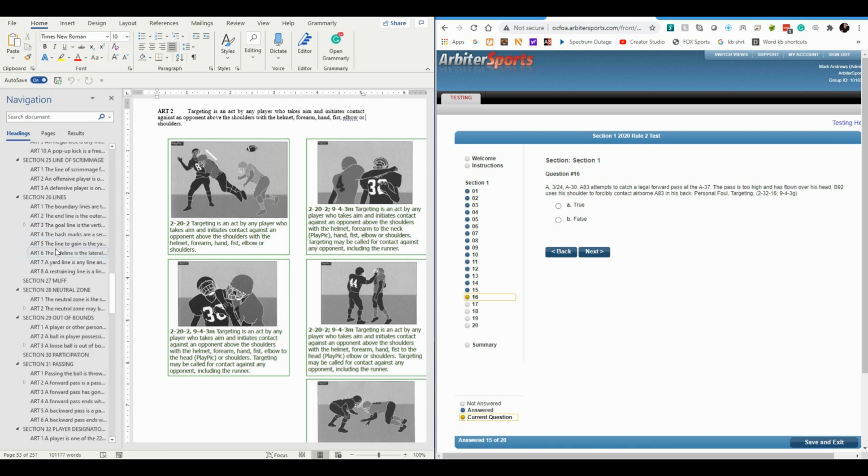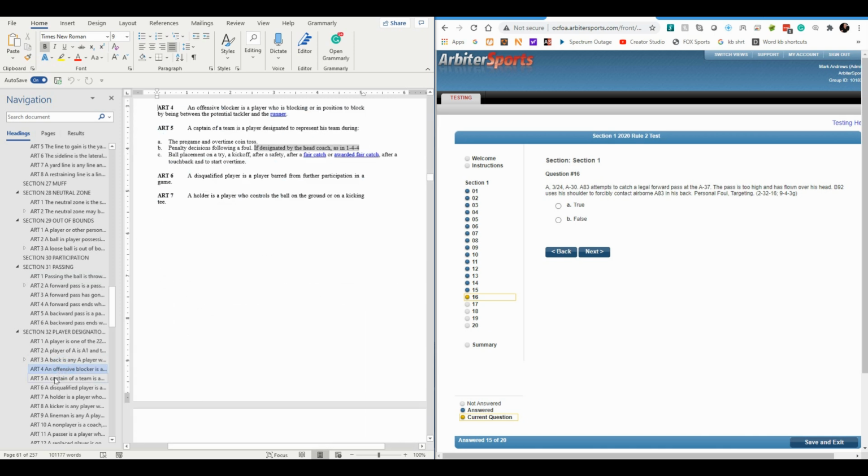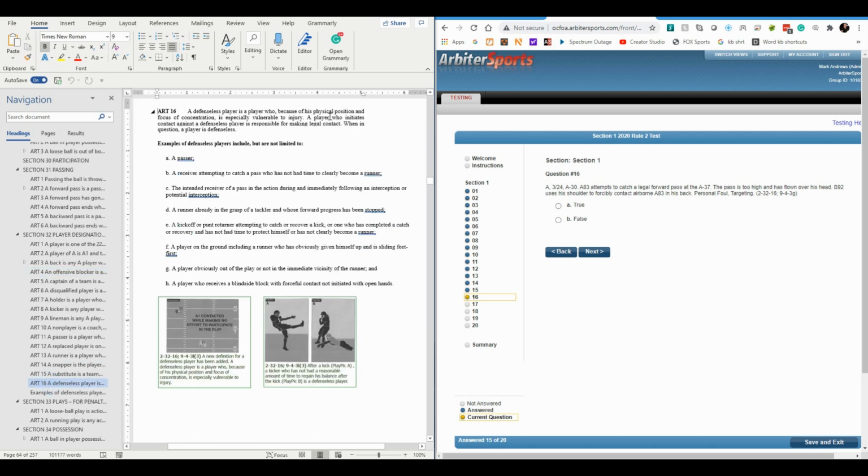Let's look at 2-32. I told you we were going to get to this. 2-32-16, defenseless player. So this is the excessive contact on a defenseless player. And again, read this definition. You should know this by heart. A defenseless player is a player who, because of his physical positioning and focus of concentration, is especially vulnerable to injury. A player who initiates contact against a defenseless player is responsible for making legal contact. When in question, a player is defenseless.